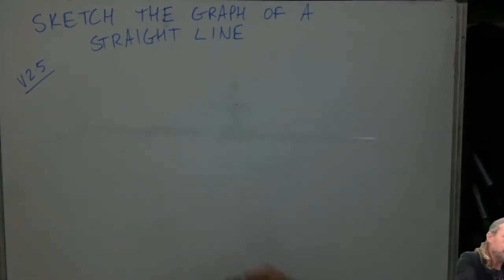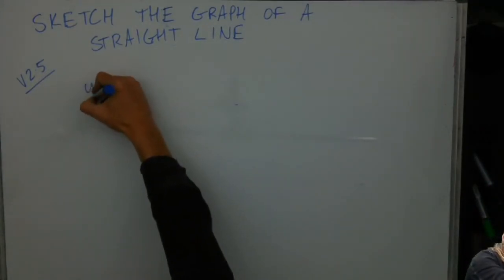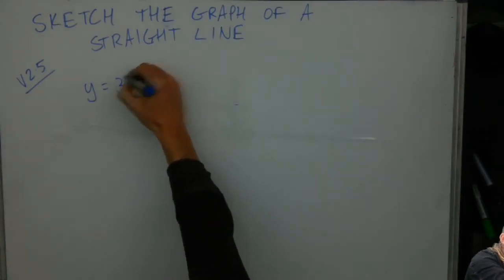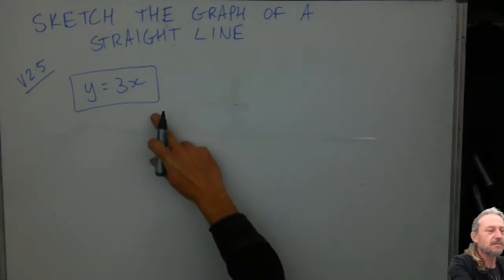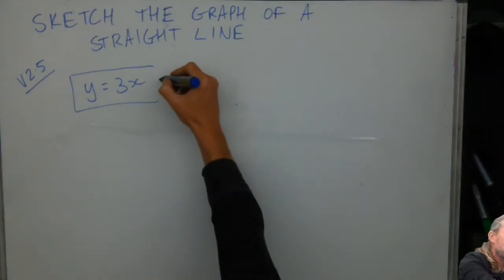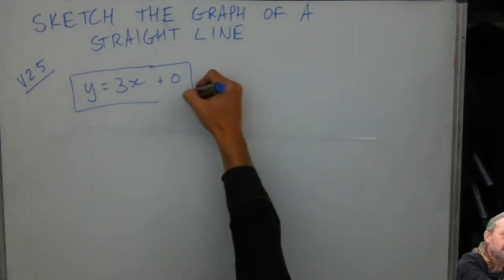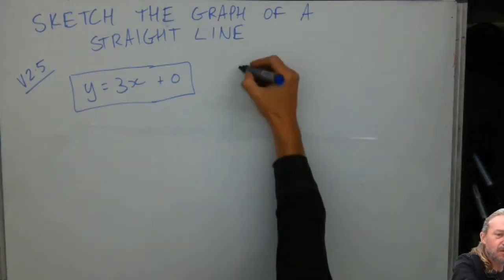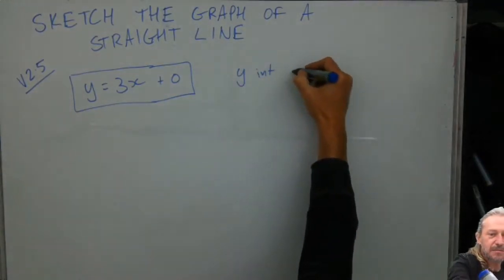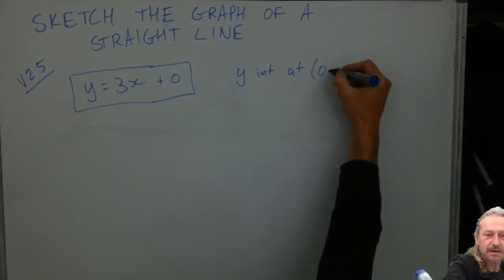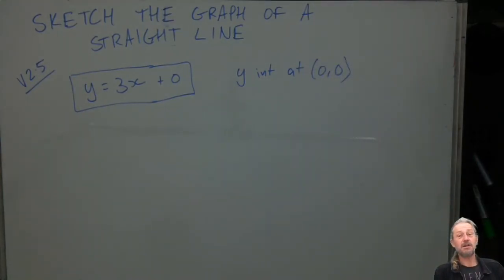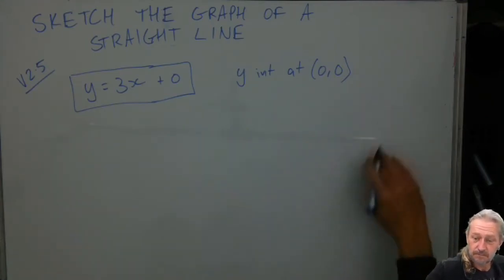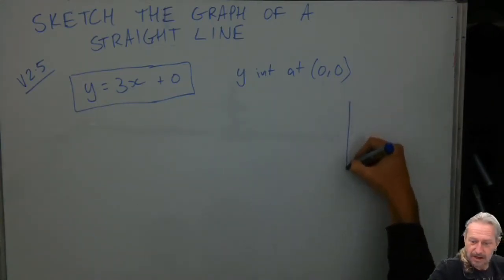And our equation is y equals 3x. So there's no number on the end, so that is kind of the same as saying plus nothing. So our y-intercept is at 0, 0. And that should be a clue, if we just draw the axes.